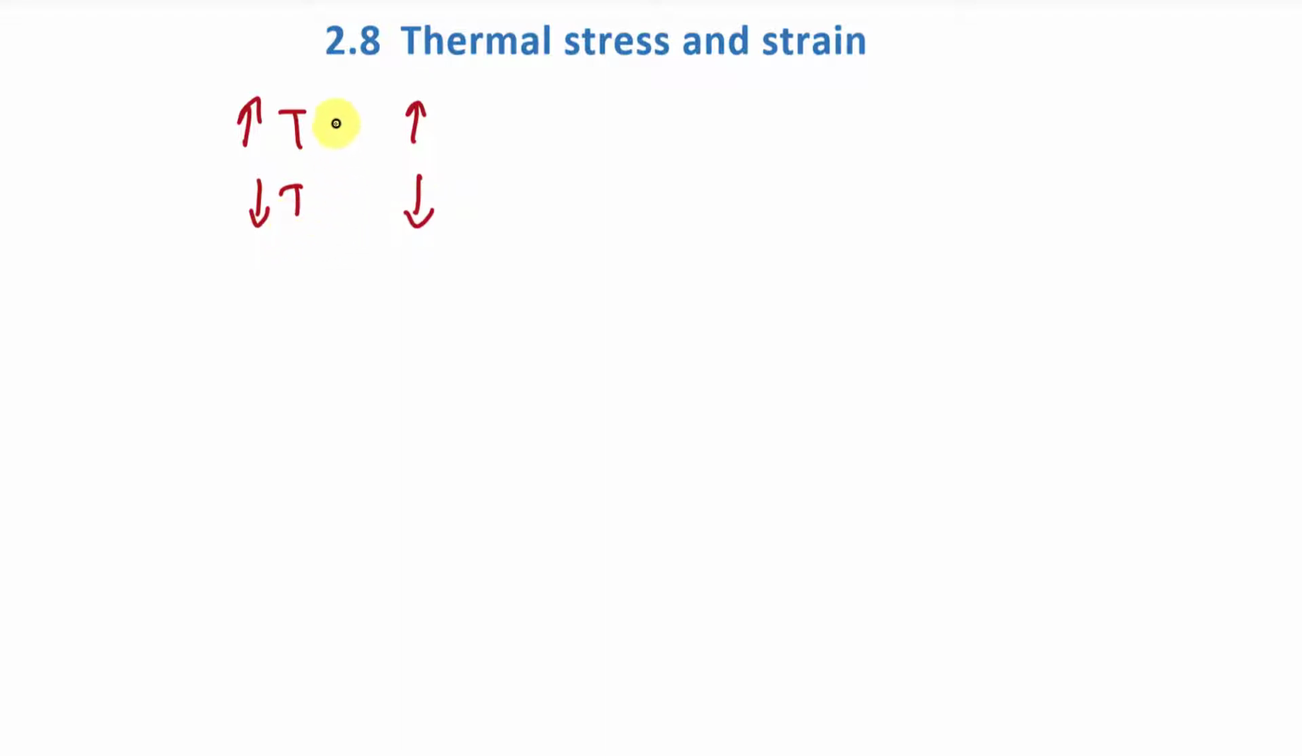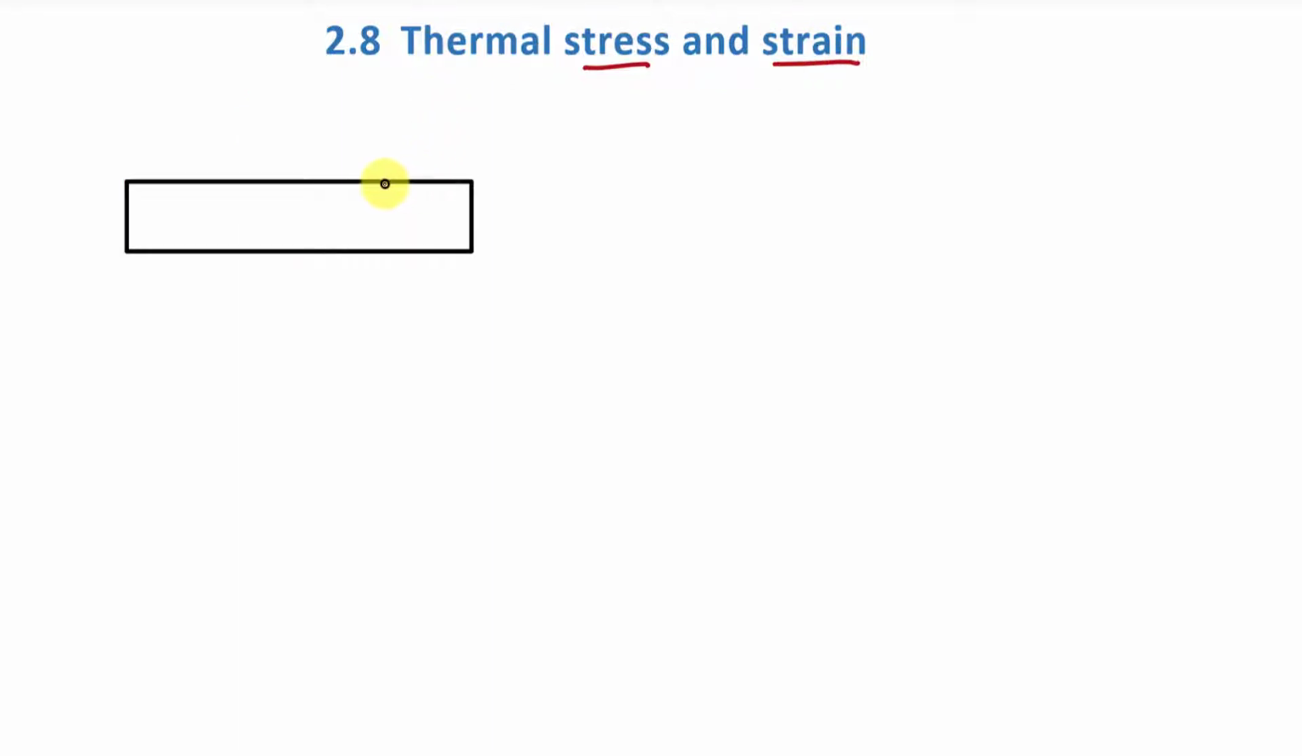So due to change in temperature, there is change in dimension of the structural body, and due to that stress and strain is produced in the body. That stress is called thermal stress and that strain is called thermal strain. Let's say we have a body having cross section area A, which is constant throughout the length, and the length of this body is L.